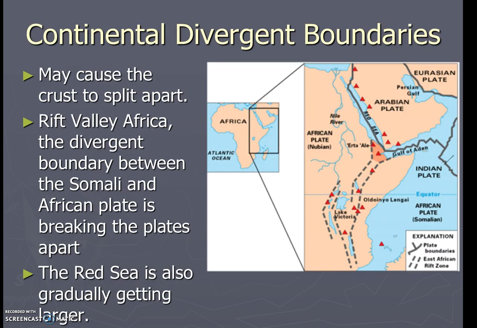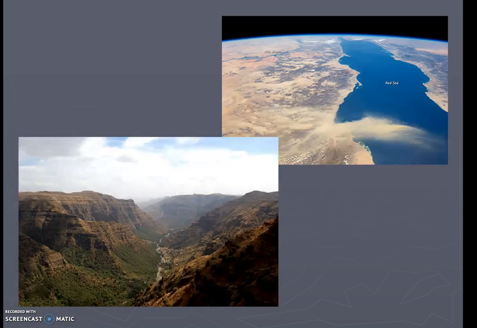Not as common, but two pieces of continents can pull apart as well. So this may cause the crust to split apart. In Africa, the Rift Valley is the divergent boundary between the Somali and the African plates. So the Red Sea is also gradually getting larger as these two plates pull apart.